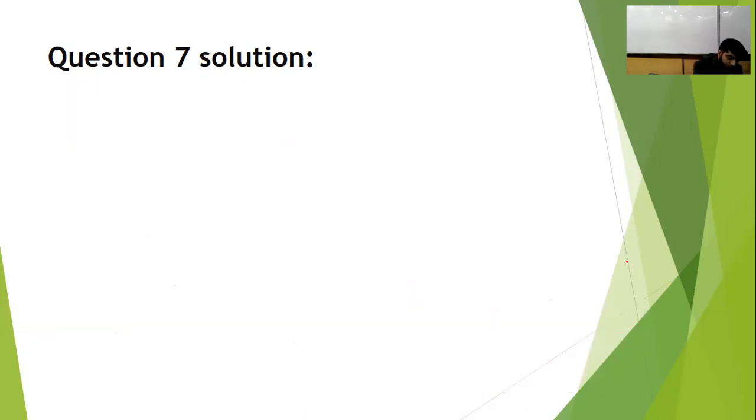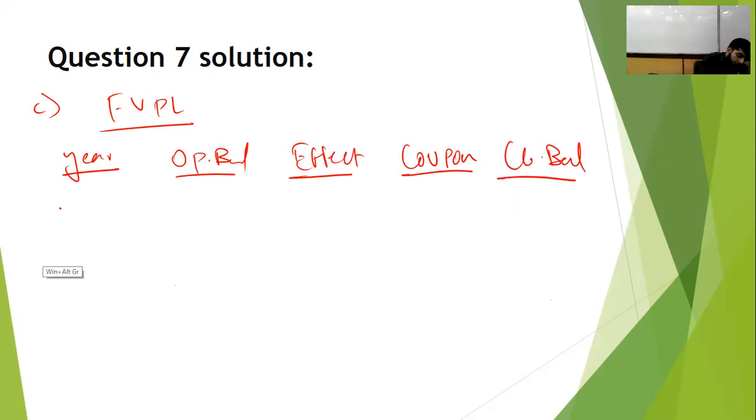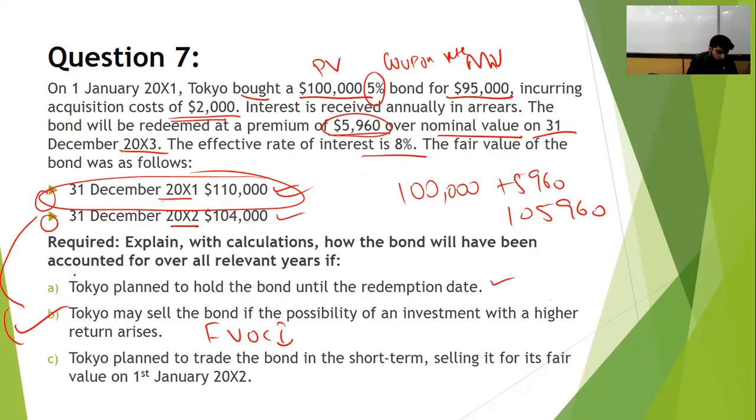Now let's have the final requirement, that is part C, fair value through P&L. How are we going to recognize the investment through fair value through P&L? So let's prepare the table for this one: the opening balance, the effective rate, coupon, and the closing balance. First of all, let's look at the question. It's saying Tokyo planned to trade the bond in the short term and is selling it for its fair value on 1st January 2022. It means they have disposed of the debenture on 1st January 2022.